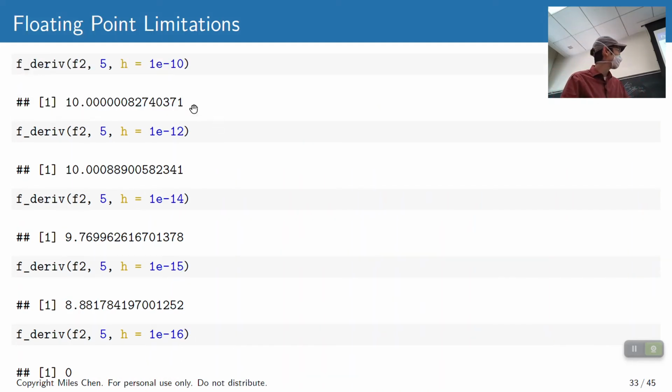And as my h's get smaller, 10 to the negative 10, negative 12, negative 14, at 10 to the negative 15, my derivative approximation is 8.8, which is not that close to 10. And at 10 to the negative 16, my derivative approximation is 0. So shrinking h actually doesn't improve performance. What's going on here? Why are we encountering this problem? What do you guys think?